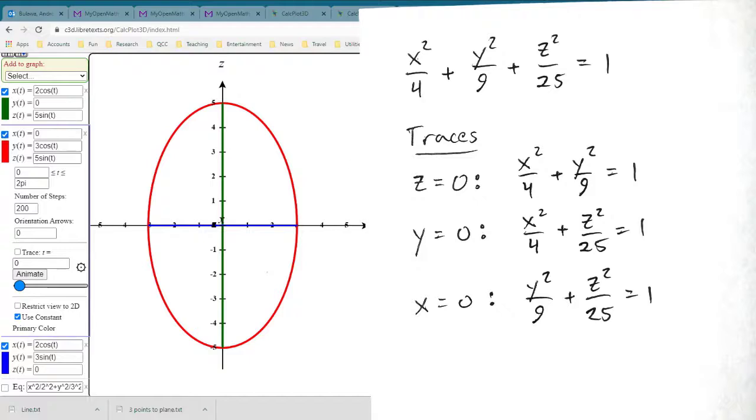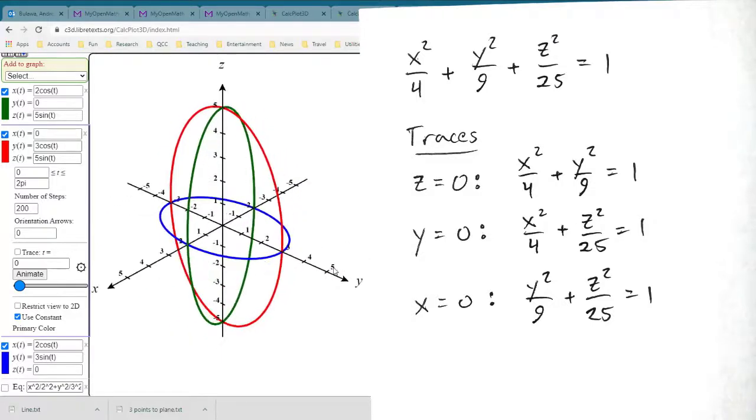Okay, let's tilt out of this view. See if I can do this without getting disoriented. There we go, that was not too bad.